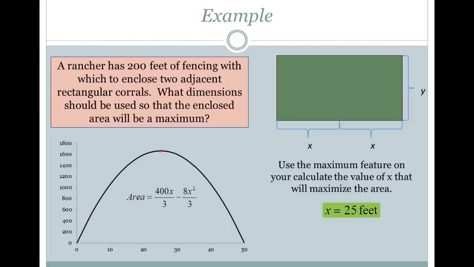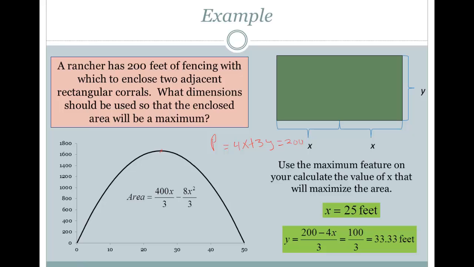Once I find that x is equal to 25 feet, I need to go back and find out what y is based upon my perimeter equation. Remember, perimeter was 4x plus 3y, and that was equal to 200. And once I know x, I can go back and solve for the y. And if I do that, I get y is 33.33 feet.